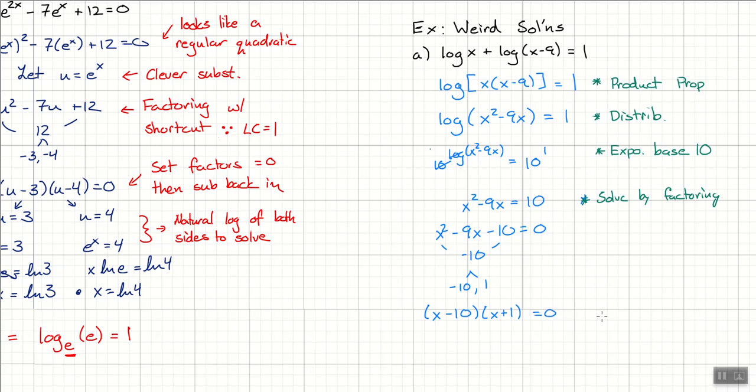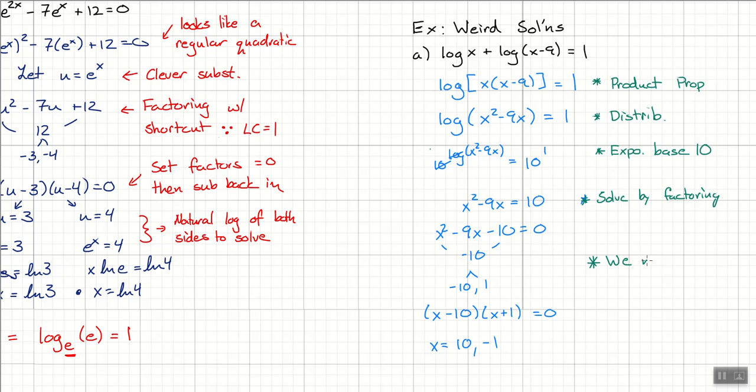Okay, it doesn't seem like maybe anything weird has happened yet. By setting each factor equal to 0, we get x equals 10 and x equals negative 1. Cool. Seems like the same type of problem. Here's the issue though. When we're solving log equations, huge warning right here.